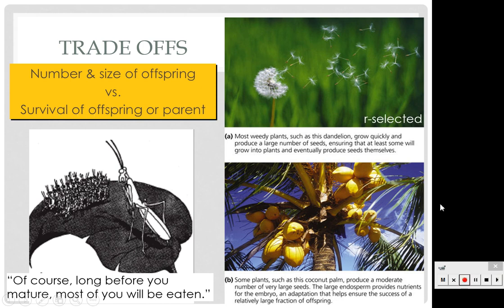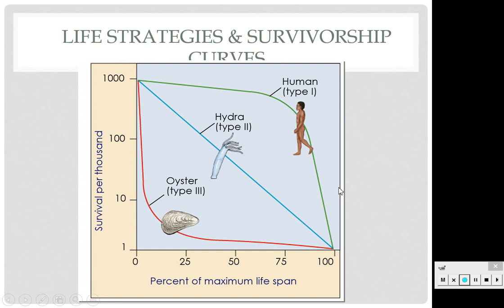Alright, so a dandelion is R-selected, because it's going to produce many offspring and it's going to do it very early on in its lifespan. The coconut is K-selected because the coconut is only going to produce a few seeds, and it's going to actually ensure the success of that few number of offspring. Alright, so if we look at life strategies, a type 1 curve is flat at the start, reflecting the low death rate during early and middle life, then drops off drastically after the individuals enter older age.